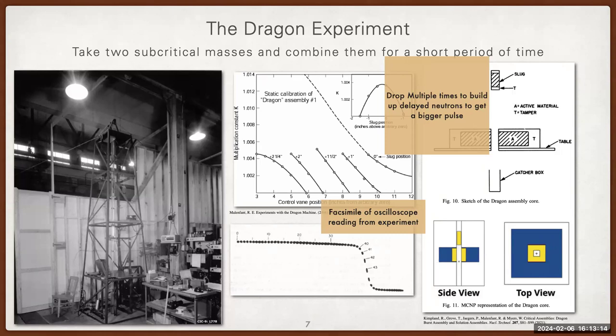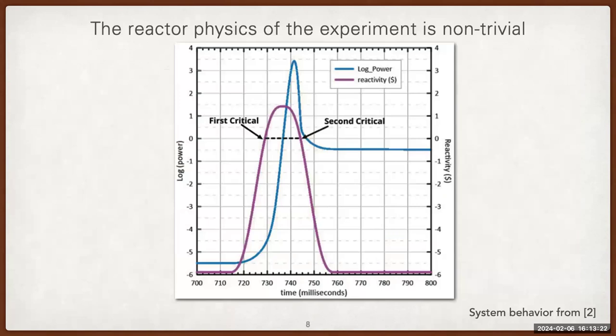In the system. So this is what they use to estimate the actual amount of neutrons they get. Okay, so this experiment, if we want to think about it from a reactor physics point of view, it's very non-trivial.